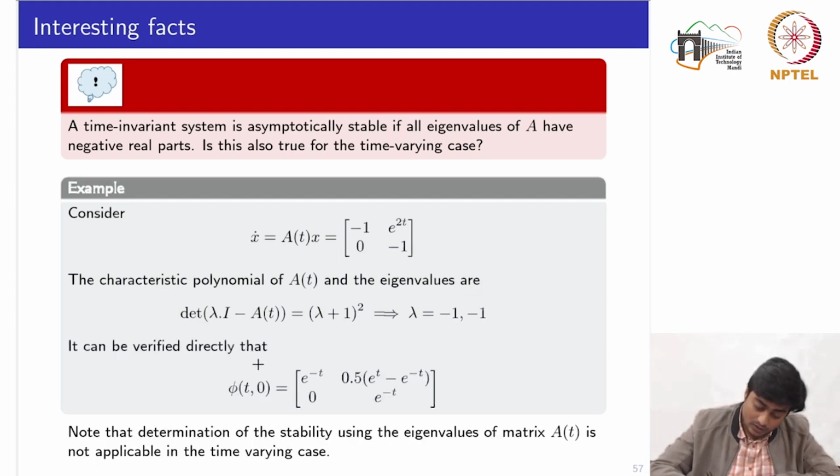Now we can also verify it by computing its state transition matrix. The state transition matrix of this system is given by this, where we could readily see that one of the components has e to the power t, which means that this system is an unstable system, which also implies that we cannot apply the eigenvalue test onto the linear time varying system. Okay.